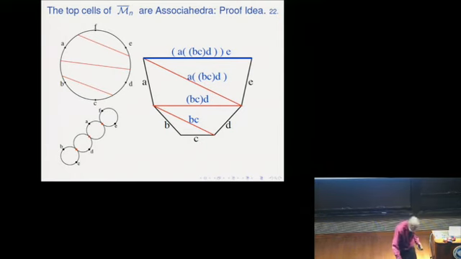If you don't have enough lines here, then some of these products will not be defined. You won't have enough parentheses put in to make sense. But in this way you get a one-to-one correspondence between the top cell of Mn and the (n-1)-associahedron.